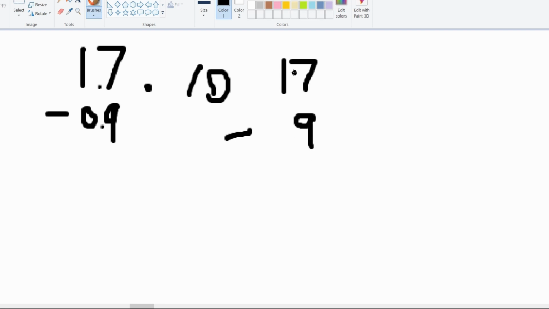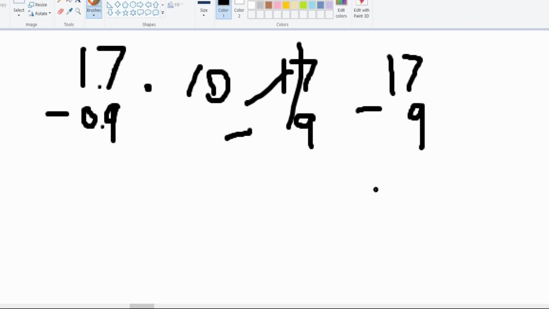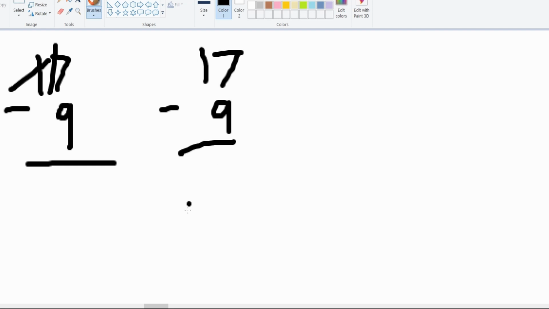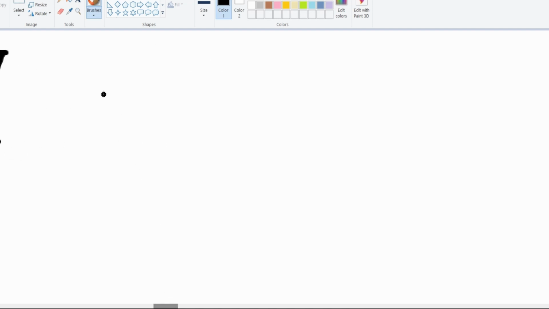Now, what you're going to want to do next is cross out that 1, move it in front of the 7, and now we have 17 minus 9. This gives us an advantage in the problem. It's still a bit too complicated for me, so I'm going to cross out that 1, move it in front of the 7, so now we have 17 minus 9.